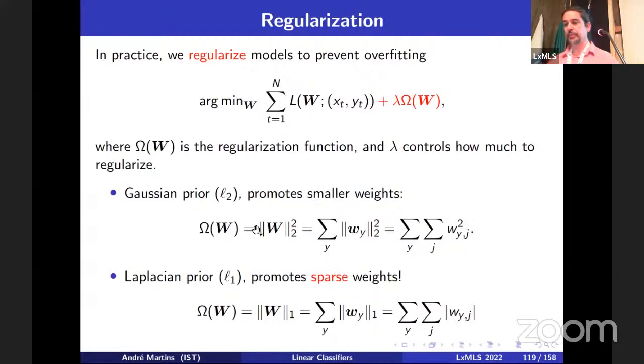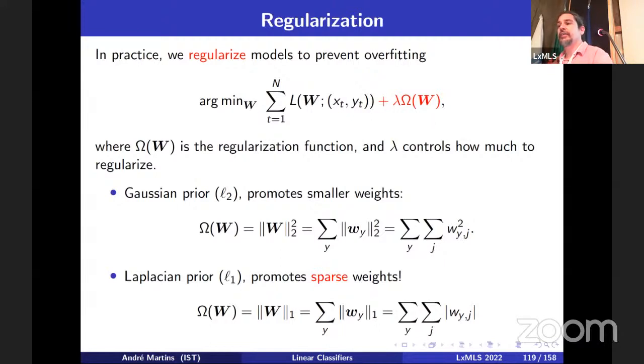The difference between L1 and L2 is that in L1, we don't sum the squares, we sum the absolute values. And there is some connection between L1 and sparsity. I'm not going to talk about sparsity today, but it turns out that if you use an L1 regularizer, there is a propensity for your model to pick up a sparse solution, which means that many of the entries of the matrix W are going to end up being exactly 0.